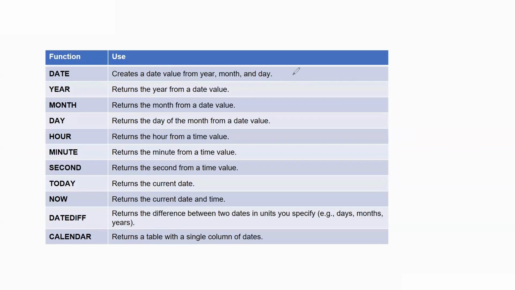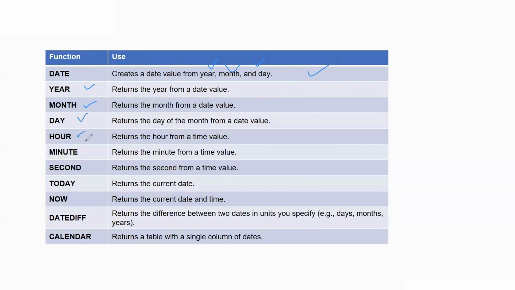The first one is the date. Date is used to create a date value. Now you have to enter the year, month, and the day, and it would create a date value. Then we have the year. Whenever you pass a column inside this year, it would extract the year out of it. Then we have the month, which would basically extract the month out of any date value. Then we have the day, which would be used to extract the day out of that date value.